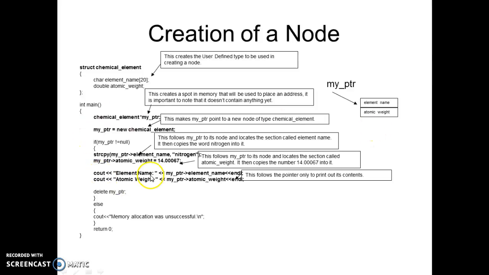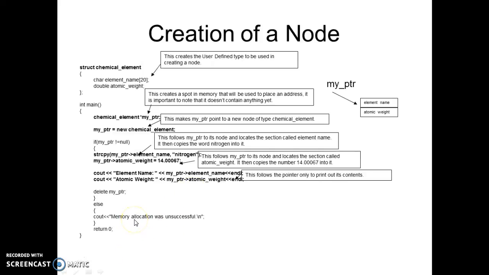Then it says cout element name, my pointer. Now it's important when it says my pointer, it's actually following my pointer to element name and then seeing it out. My pointer atomic weight, sees it out. Then it deletes my pointer, meaning it gives it back to memory. Because when it creates that node, it's creating a location in memory and it reserves it. What I want to do is give it back so the machine can actually use it again.